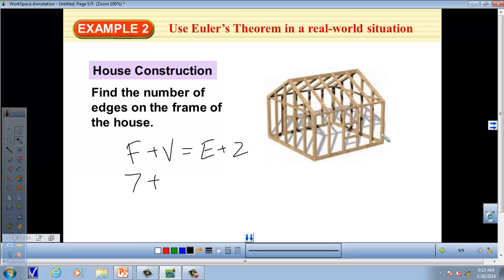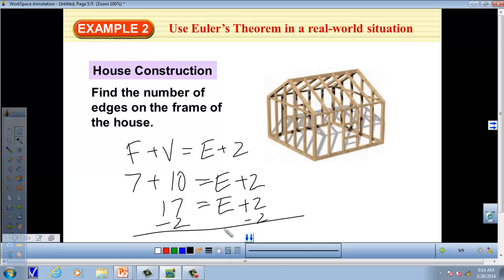Number of vertices, we have 4 on the bottom, and then we have 5, 6, 7, and 8, and then 9 and 10. So we have 10 there, and we're going to use that to find the number of edges. And here we have 17 is equal to E plus 2, subtracting 2 from both sides. E is equal to 15.